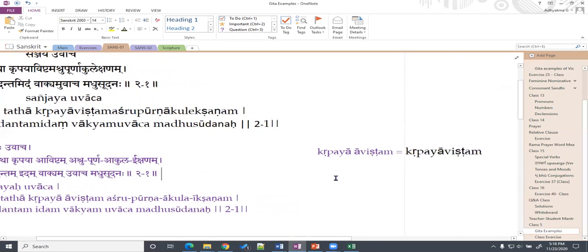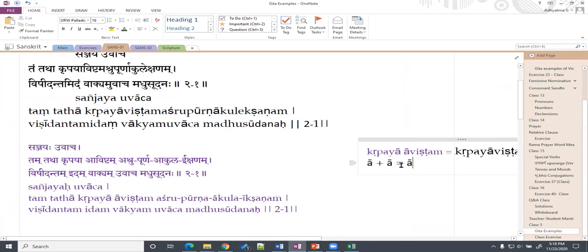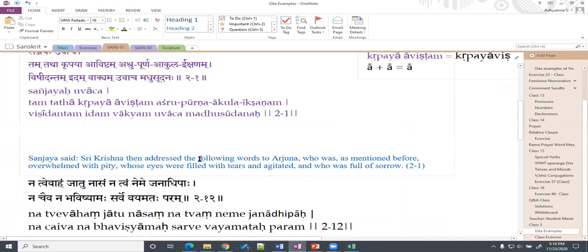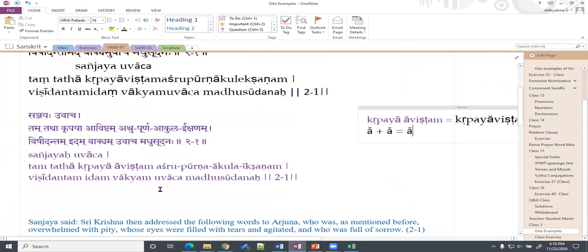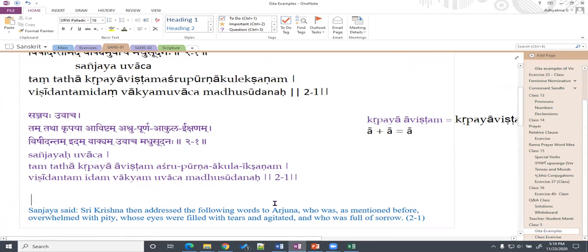This is the example of akara plus akara is akara. Two similar vowels coming together always result in a long vowel. This example is from the Gita. As you can see, I have given the chapter and verse number. The Gita files are also available in the repository, where you can see the verse and the translations.